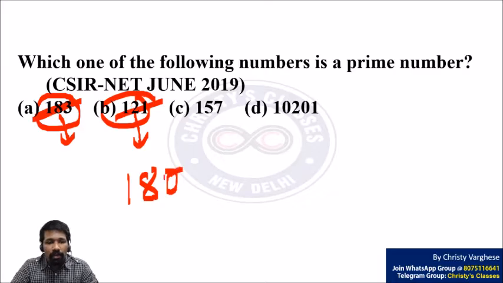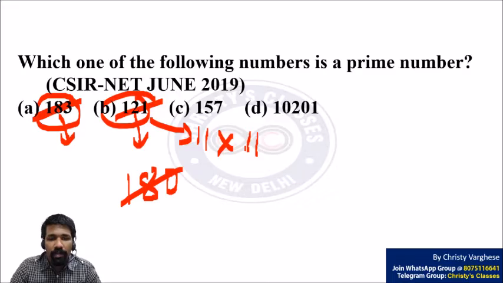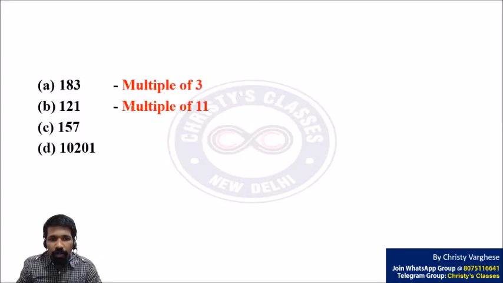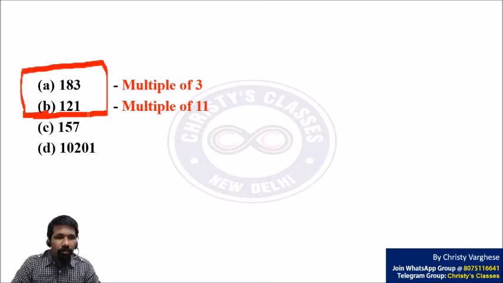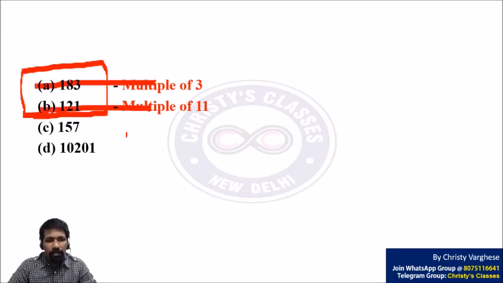121 is clearly 11 into 11. So 11 is an extra factor other than 1 and 121. So those two are not prime numbers at all. Without any doubt, you can say that. You don't have to check each and every number with the prime number method. That is going to be time consuming. That is why eliminating A and B is the first thing you have to do.